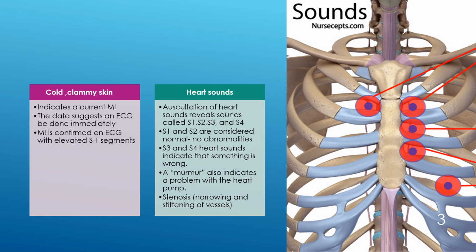So I just wanted to go over some basic things. Just know S1, S2 is normal. S3 and S4 indicate something's wrong. S4 is more indicative of left ventricular dysfunction. And if someone has cold, clammy skin, think MI. What do you have to do? You have to do an ECG. And if you do an ECG and you see elevated ST segments, you think the patient has an MI and you have to treat them for the MI.